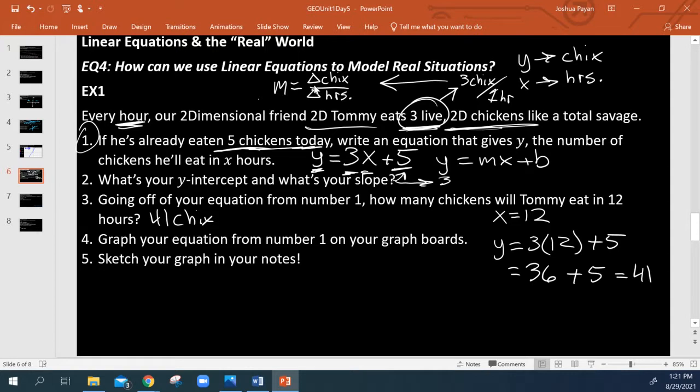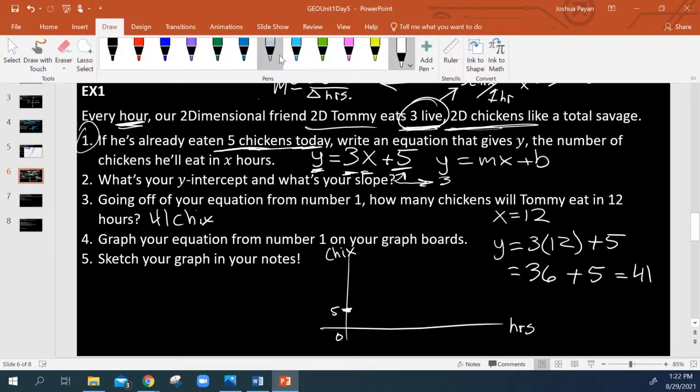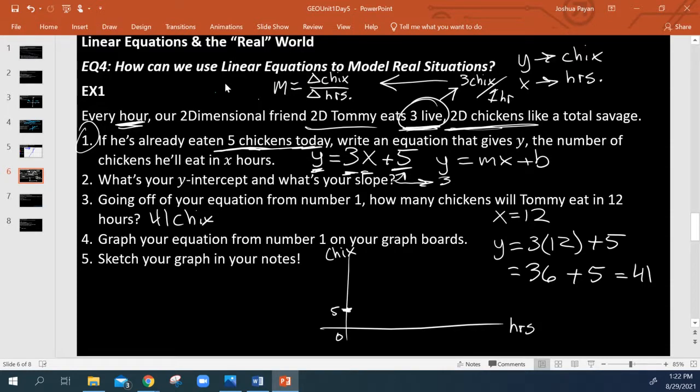Okay, graph it. I'm not going to bother about that in this video, but I guess I can do a rudimentary sketch real quick. So x is hours, and y is chickens, right? We're going to start here at 5 chickens in 0 hours, because he already ate that much. And our slope is 3, so m is 3 chickens every 1 hour, or negative 3 over negative 1.